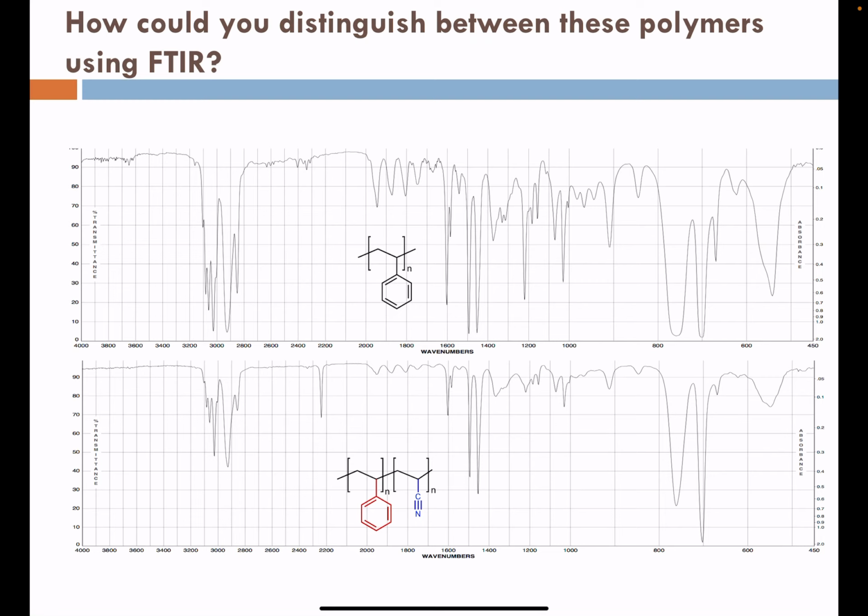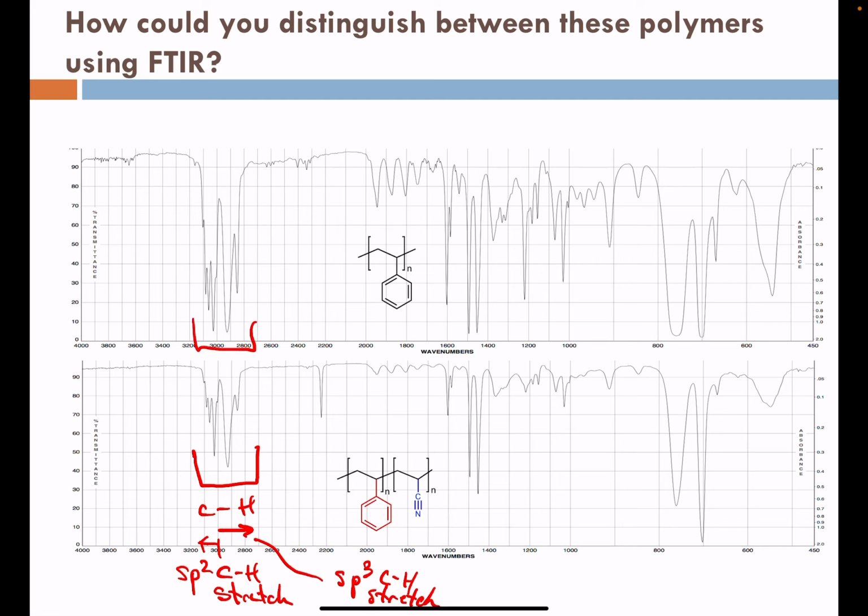So here's the two data sets. You can see that there's a lot in common, especially in the CH region. Those peaks just above 3000 are SP2 CH stretches. Those below 3000 are SP3 bonded CHs that are stretching. You can see there are several signals there for both symmetric and asymmetric options. Those are also in common in the pure polystyrene.